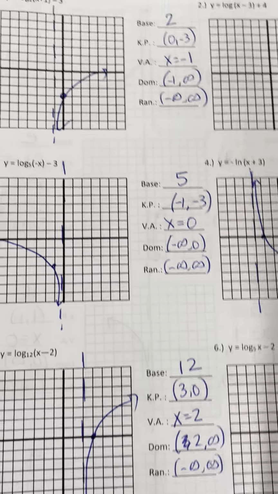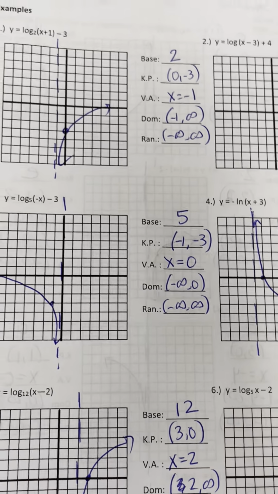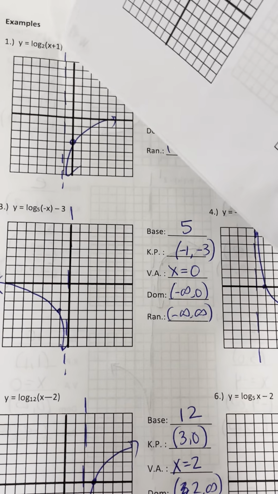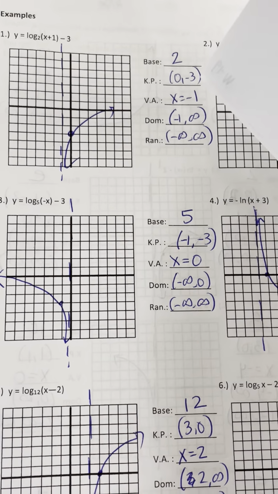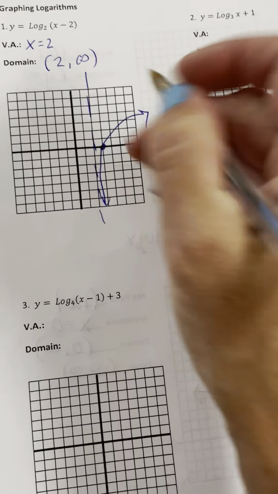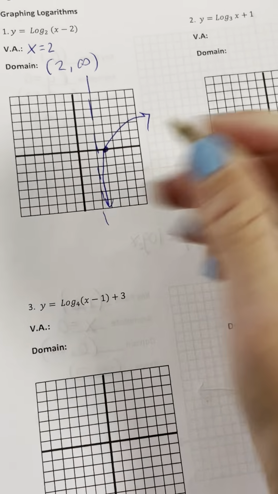When we do the homework, he asks for a lot more points. He's going to ask for the base, which was kind of dumb. That's just the base of the log. And then what the key point is. So the key point here is right here, 1 over from the asymptote. We can also graph this.